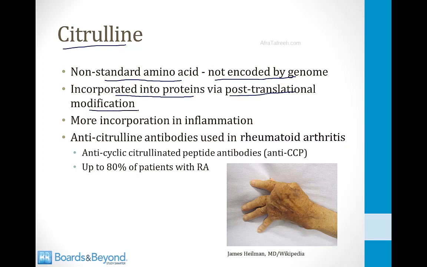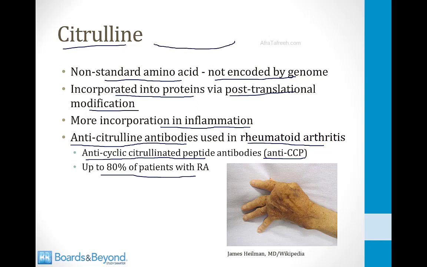And it turns out there is more incorporation of citrulline into proteins in settings of inflammation. And in the condition of rheumatoid arthritis, anti-citrulline antibodies are very helpful in the diagnosis of the condition. Molecules called anti-cyclic citrullinated peptide antibodies, or anti-CCPs, are positive in up to 80% of patients with rheumatoid arthritis, and those antibodies are directed against citrullinated structures, which come from citrulline, the non-standard amino acid in the urea cycle.